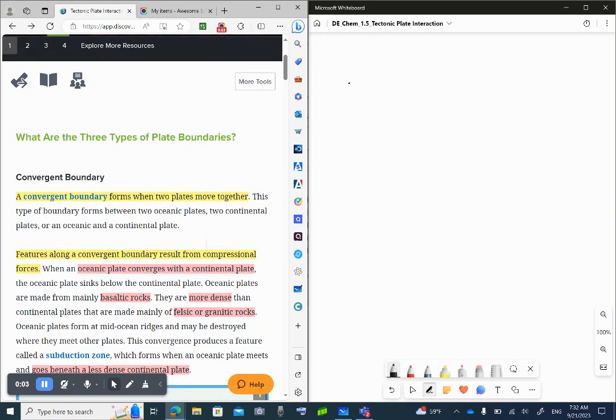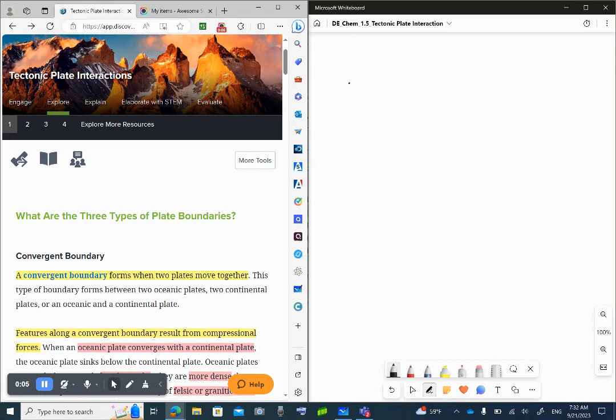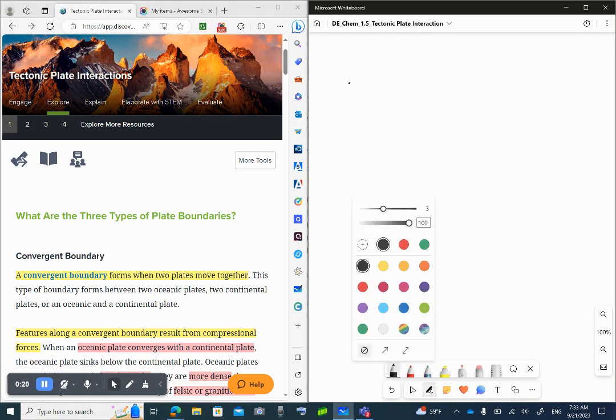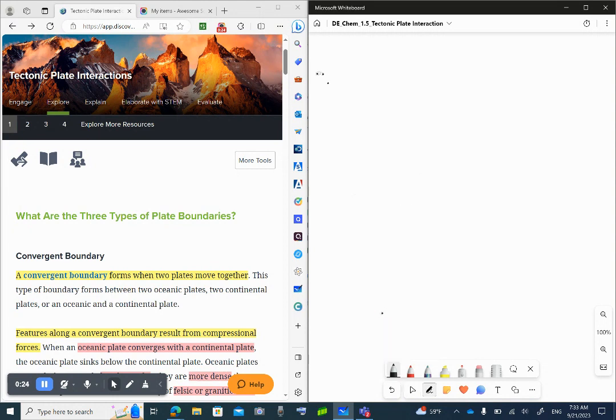All right, let's take a look here. The next chapter that we're working on right now is tectonic plate interactions. There's 4 explore pages. We're going to be taking a look at the first one. So make sure you draw your Cornell notes, and I'll go ahead and do the same here. So let's go ahead and draw some lines.